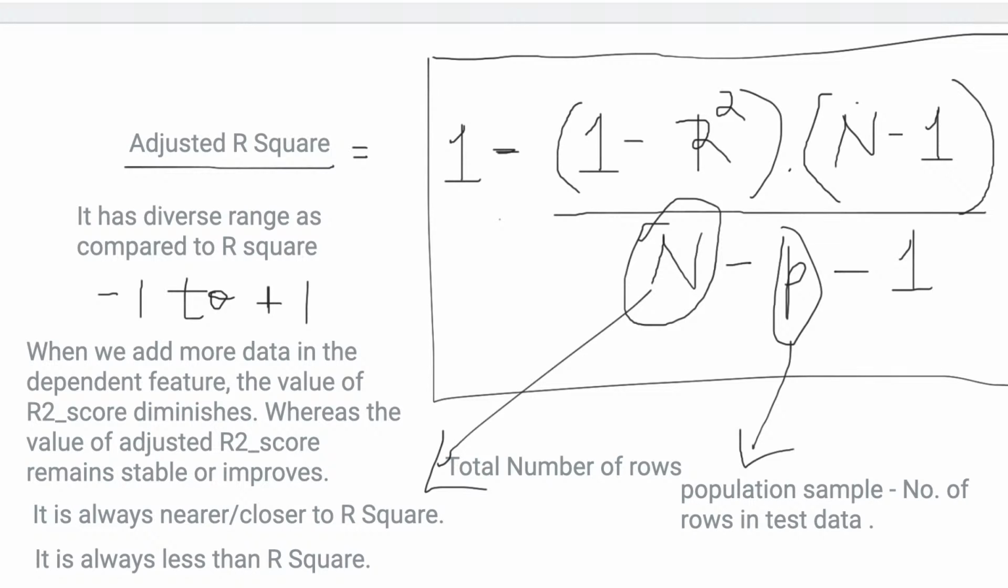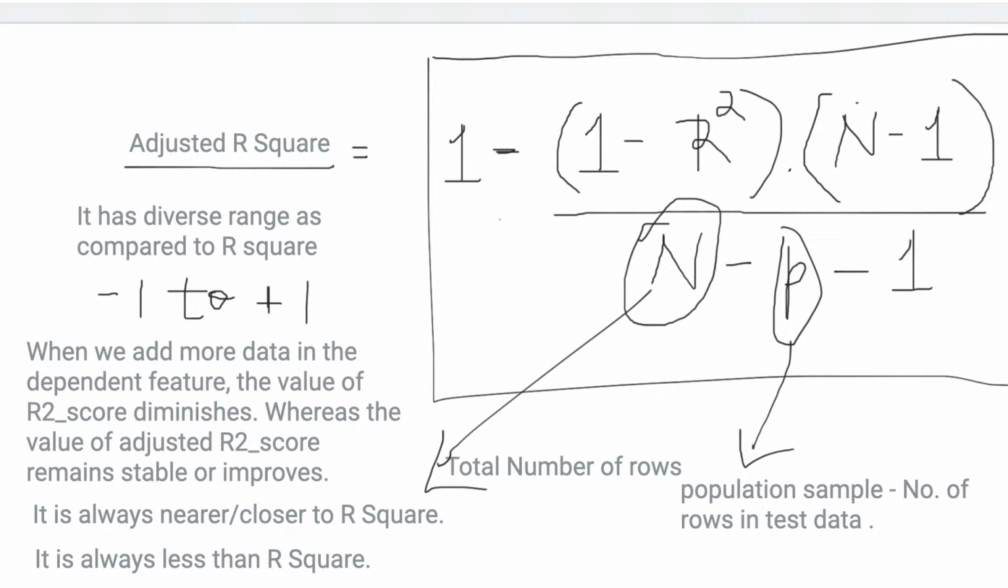So these are the four different properties of adjusted R square. It has a diverse range as compared to R square. It ranges from -1 to +1. When we add more data in the dependent feature, the value of R square reduces, whereas the value of adjusted R square improves, and it mostly remains stable. But the third and fourth properties basically put to rest all the other arguments. That is, it is always closer to R square but less than R square, which means it is more stable and more accurate.